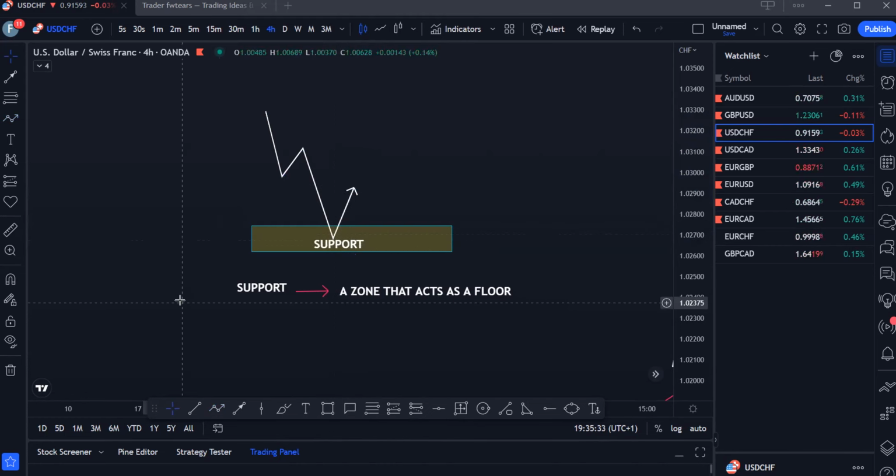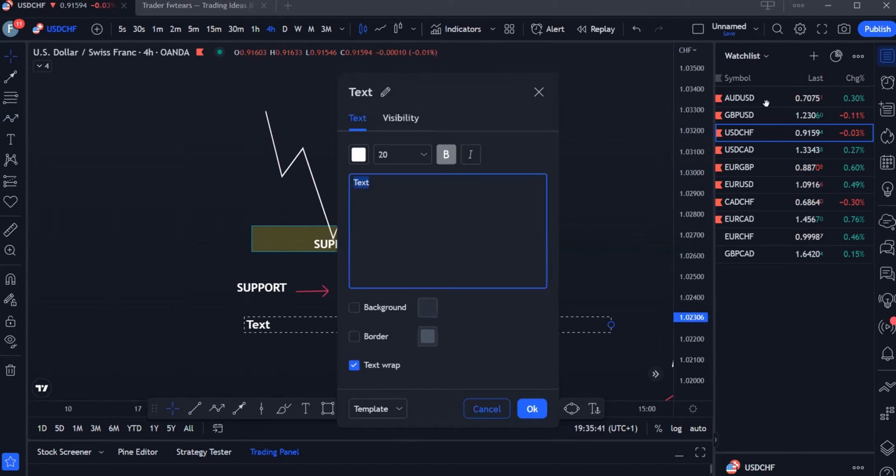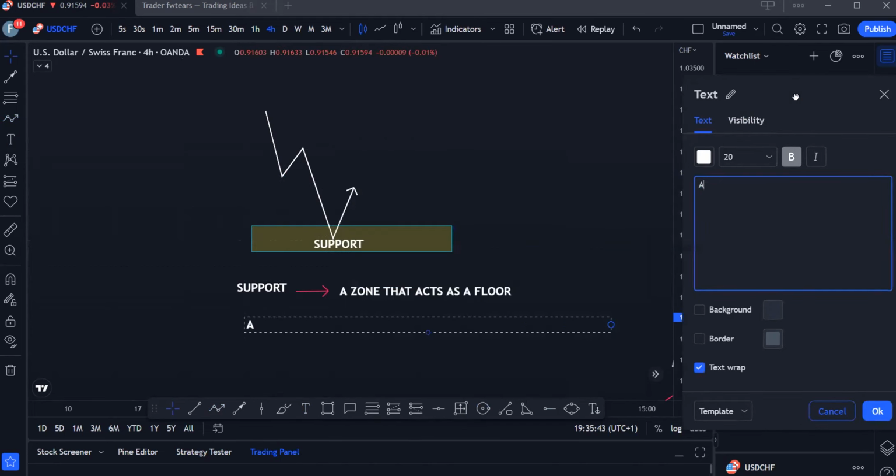Okay, support and resistance are reversal zones. They are areas of reversal in the market. So another point to note is that they are areas of reversals in the market. The reversals or reversal zones.